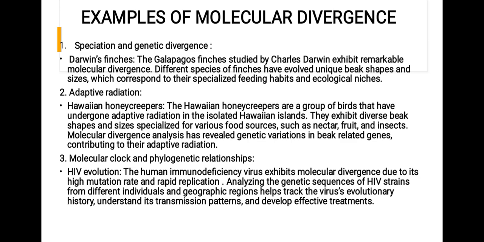Hawaiian honeycreepers. The Hawaiian honeycreepers are a group of birds that have undergone adaptive radiation in the isolated Hawaiian Islands. They exhibit diverse beak shapes and sizes specialized for various food sources such as nectar, fruit, and insects. Molecular divergence analysis has revealed genetic variations in beak-related genes contributing to their adaptive radiation. And morphological and phylogenetic relationships.